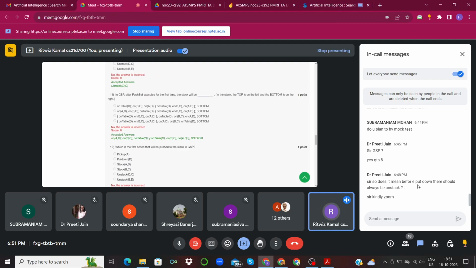So does it mean before put down there should always be unstack? So essentially what you will do is you will first push down the compound goal. Okay, then push down the sub goals. And then whichever sub goal is at the top of the stack, you will try to solve that first. Okay, and in order to solve that, you will pop that. You will add the actions that you want to use to solve that in a backward manner as we did in case of BSSP.